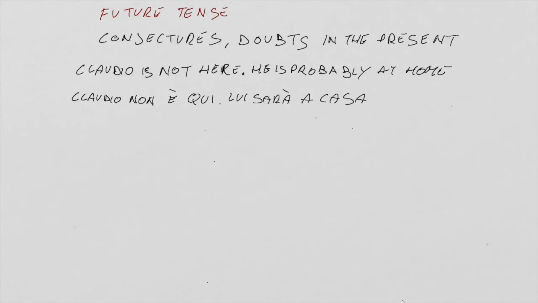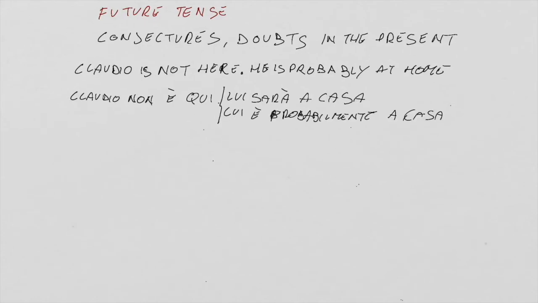Of course, also in Italian, you can use the same construction. He is probably at home, with the present tense and probabilmente. So you could say lui è probabilmente a casa. But the form with the future is preferable.